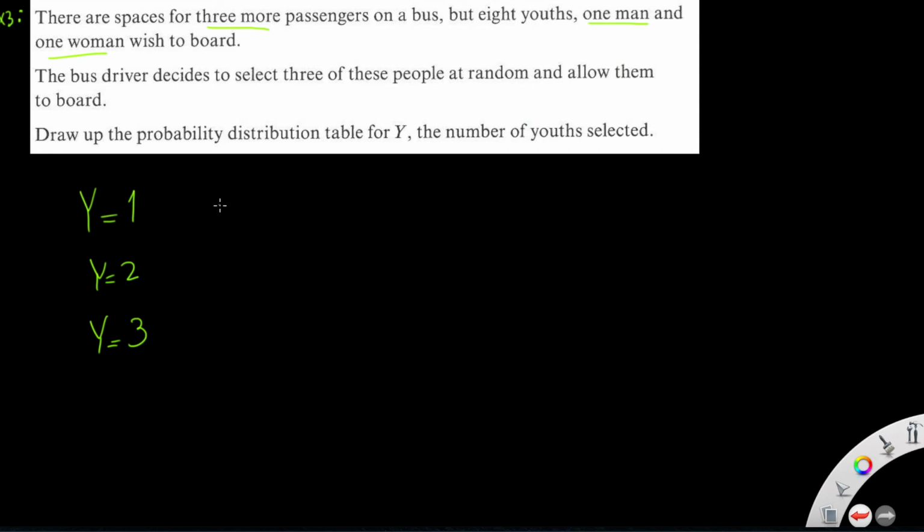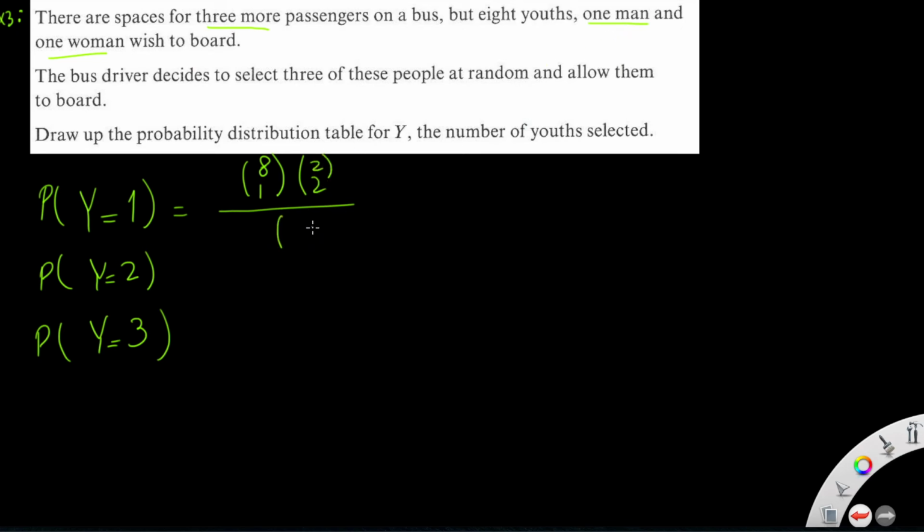Now find the probability for each of them. Probability of Y equal to 1, probability of Y equal to 2, and Y equal to 3. Now Y is equal to 1. It means that one of these 8 youth is selected, so you need to select 2 more passengers from those man and woman, so 2 out of 2. The total possible selections is 3 out of, you have actually 8 youth, 1 woman and 1 man, so it will be 3 out of 10, so it will be 1 over 15.